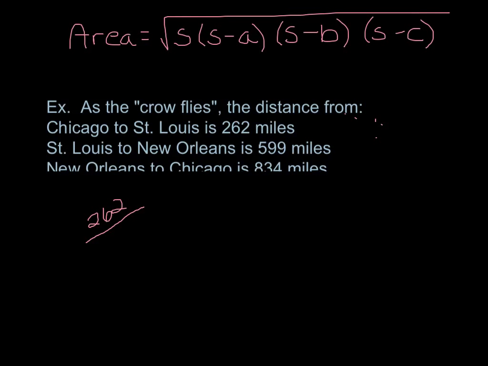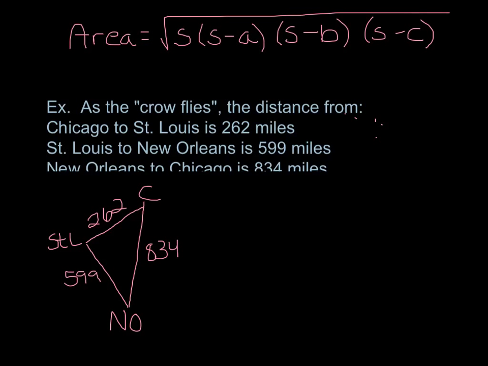And then if we flew from St. Louis to New Orleans, let's call this St. Louis, we're going to call this Chicago, and this is New Orleans. This would be 599 miles, and then to fly from New Orleans all the way back to Chicago would be 834 miles. Sorry, the typing is cut off there a little bit. But using Heron's formula, the question is, what is the area of this triangular region?